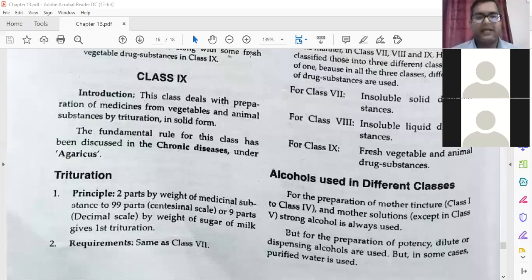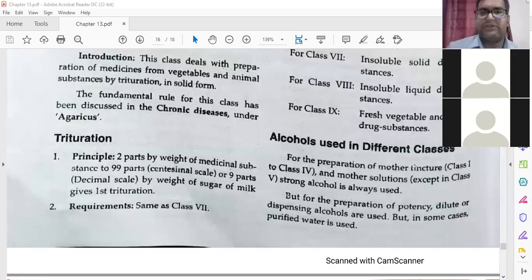Introduction. This class deals with the preparation of medicines from the vegetable and animal substances by trituration in solid form. The fundamental rule for these classes has been discussed in the chronic disease under Agaricus. Agaricus muscarius is also one of the homeopathic drugs. Agaricus, I think you know, is also called a type of fungus. Some agaricus are edible, some are highly poisonous. You can see in the market also, it is used to eat.